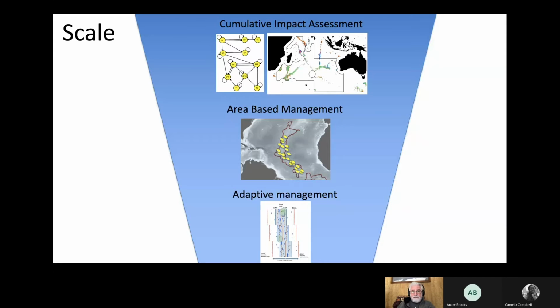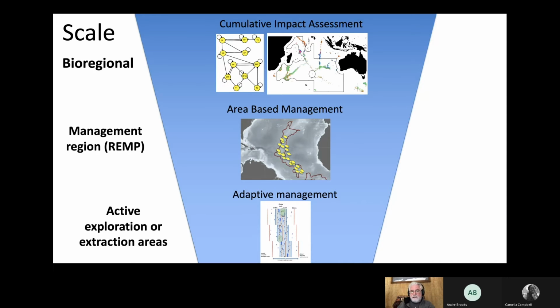When I said these were complementary, they also operate at different potential scales. The cumulative impacts assessment tends to look at much more of a bioregional scale. Area-based management tends to look specifically at the specified scope or extent of the planning region. And adaptive management is going to be much more closely tied to exploration or extraction areas. These are all nested and complementary approaches.